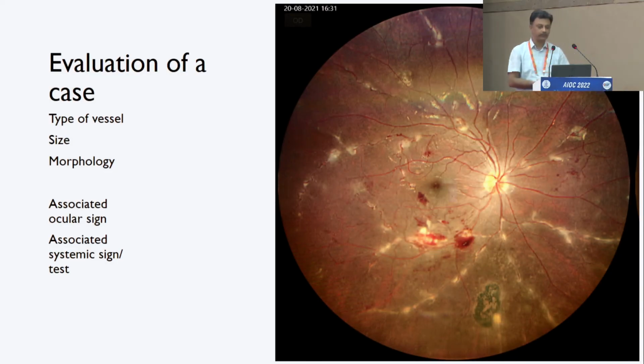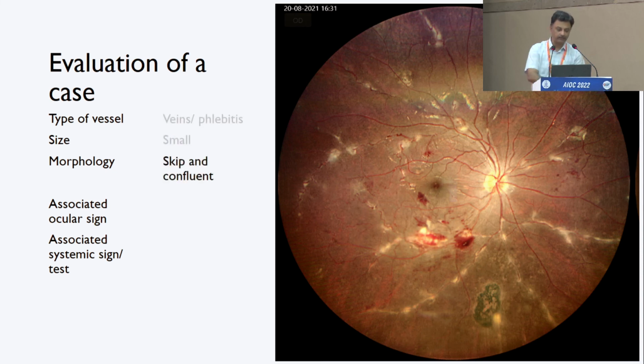So let's finish with this picture again. Now let's evaluate the fundus photo we have with us. What is the type of vessel? We know that it's a small vessel. It's involving mainly the veins, so it's a phlebitis. And we have both skip vasculitis, which are small areas of vasculitis, and we have confluent vasculitis that you can see here.